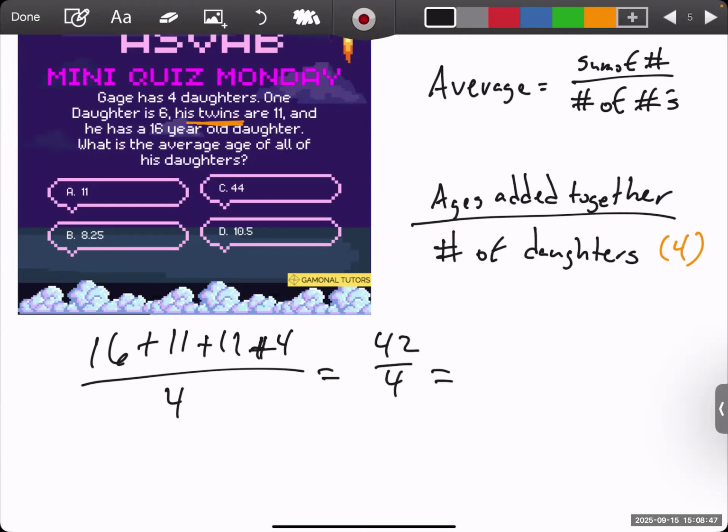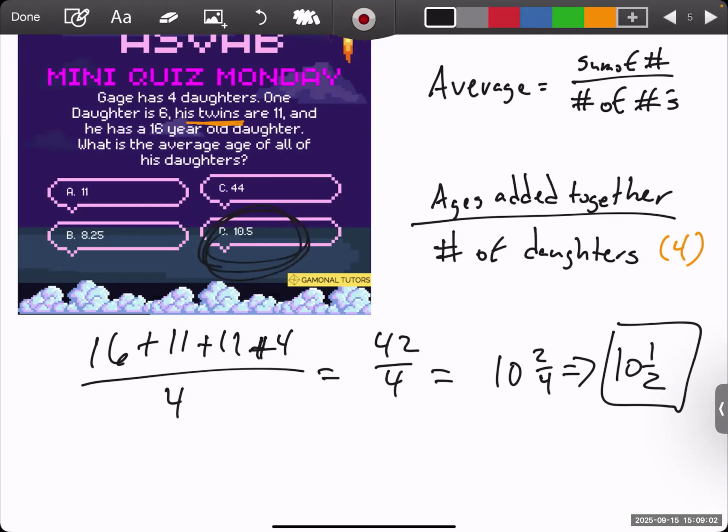Now, if you're super good with fractions, you know right away that is 10 and 2/4, because 4 times 10 is 40 with 2/4 remaining. And that is also equal to 10 and 1/2. Let's see if that answer is available. It is. So we're going to go with 10.5. So in this case, the answer is 10.5.